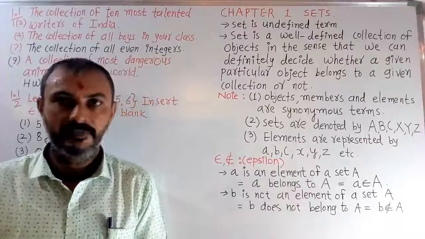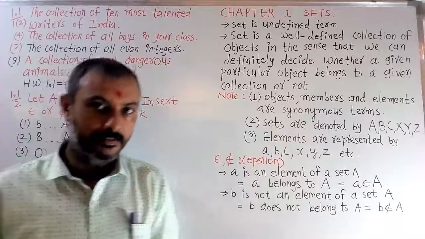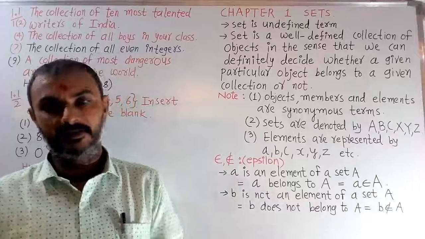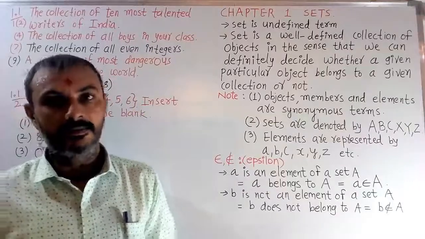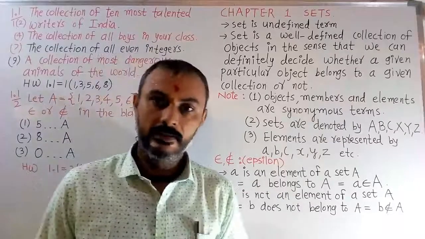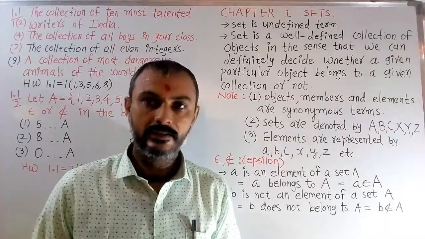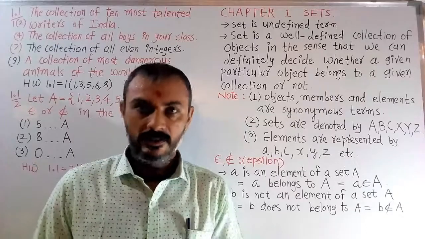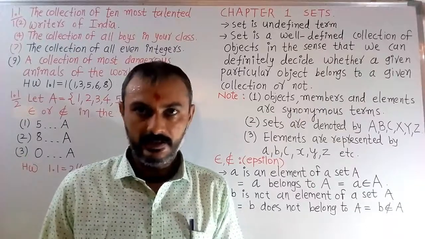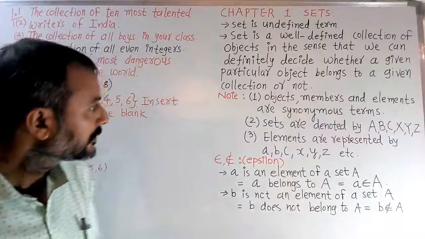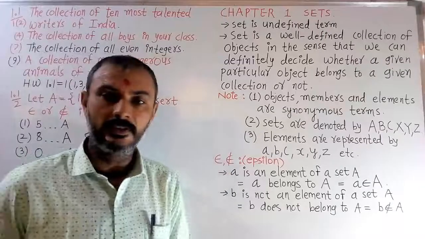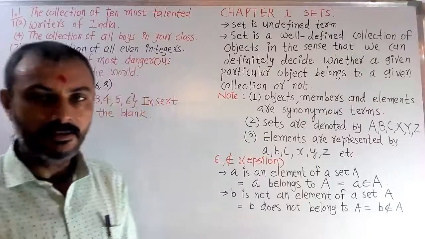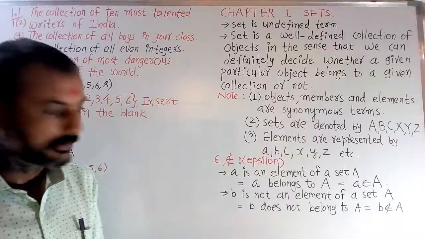Is that clear? I read again: a set is a well-defined collection of objects in the sense that we can definitely decide whether a given object belongs to a given collection or not. Is that clear? Okay. So there are 3 points related to set. Before that, let me see some examples.